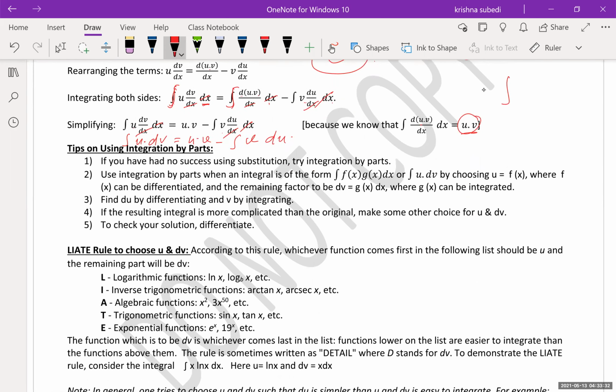Now, tips on using integration by parts. In general, the substitution rule is much easier, and the basic antiderivative formula is easier. So first, try to use the basic antiderivative formula. If that doesn't work, then try to use the substitution rule. And if the substitution rule doesn't work, then think about integration by parts. Okay.